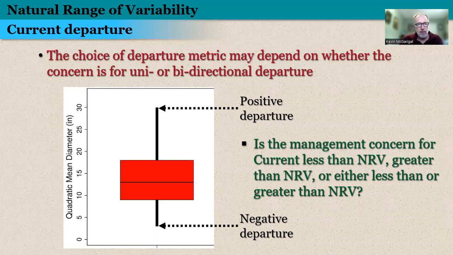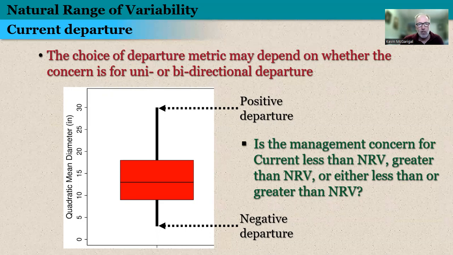In some cases, it may be that the concern is primarily for negative departure, where the current landscape has a value that falls less than that natural range of variability. So an example might be where the current landscape has less area in openings than under the NRV. And the concern might be to create more openings in that forest for a variety of purposes.